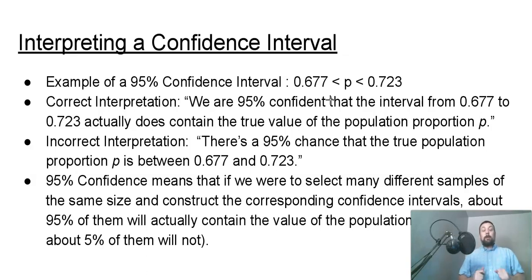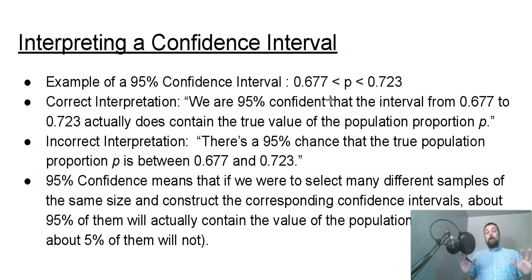All right, so here's a good interpretation of a confidence interval. We are 95% confident that the interval from 0.677 to 0.723 actually does contain the true value of the population proportion P. All right. The 95% is our level of confidence. What would be absolutely wrong to say, and again, students will often think of these two statements as saying the same thing, but it's not. It would be wrong to say there's a 95% chance that the true population proportion is between 0.677 and 0.723.